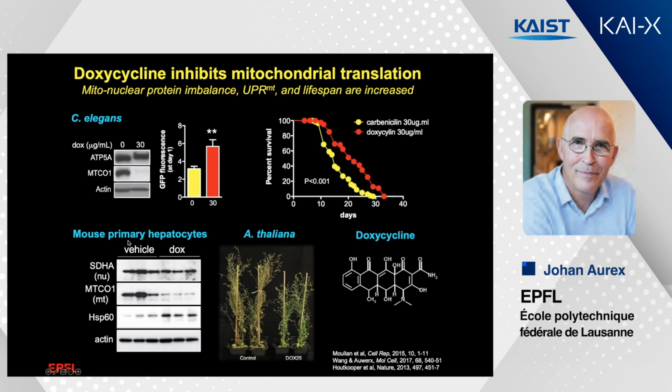elegans, but it's also happening in mouse primary hepatocytes, where you see the doxycycline reduces this expression of the mitochondrial ribosome. Heat shock proteins are induced as a response, and actually Xu Wang in the lab tested it in plants, and you see here, if you water plants with doxycycline, they remain more vital and live actually longer.